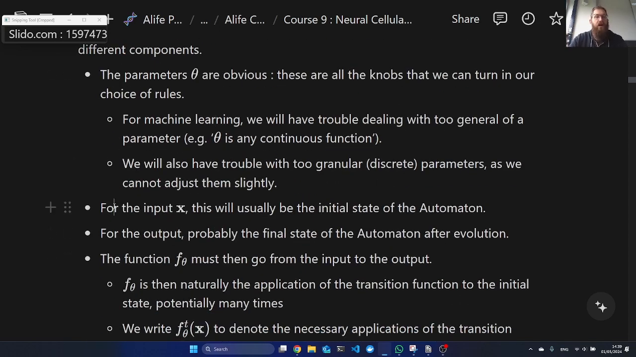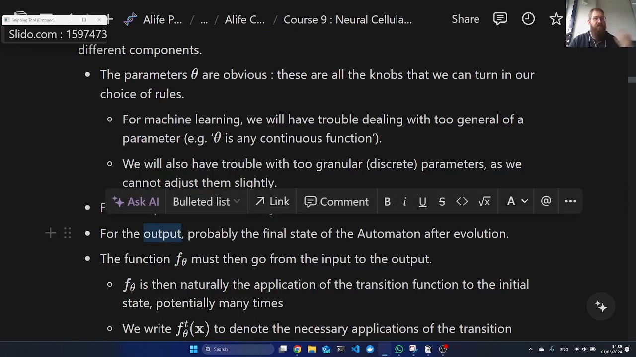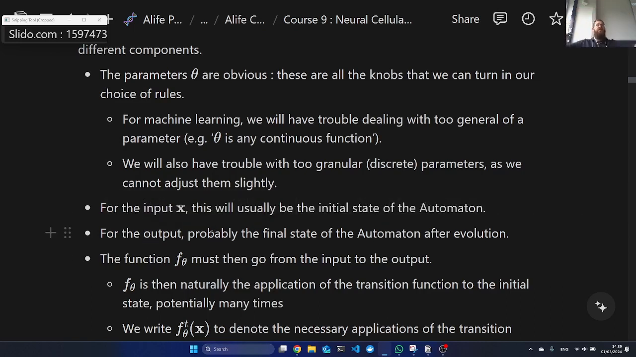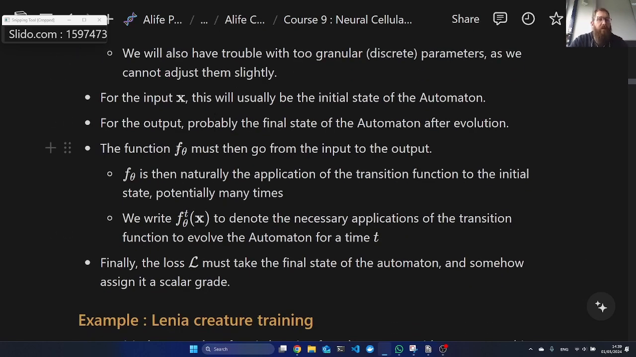Okay. What will be the input? Well, this will be simply the initial state of the world of the automaton, very simple. The output, again, will probably be the final state of the automaton after you evolve it a bunch of time. And what will be the function f theta that goes from input to output? It'll just be the application of the evolution rule of the cellular automaton.